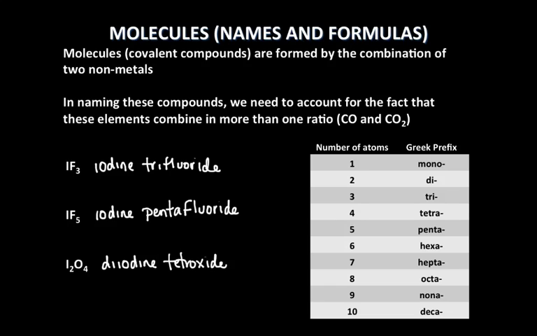So there you have it. For covalent compounds, just add the Greek prefixes to indicate the number of each type of atom that you have.